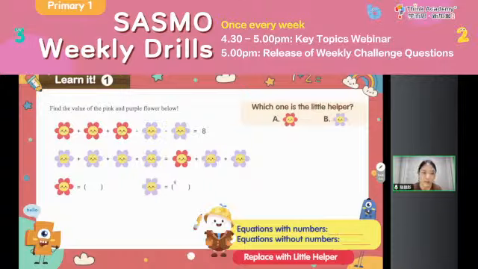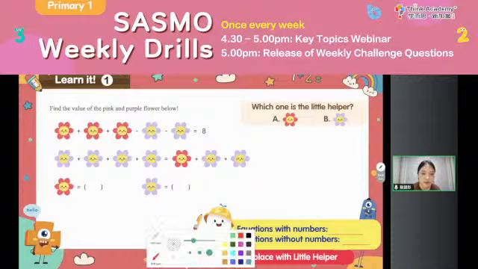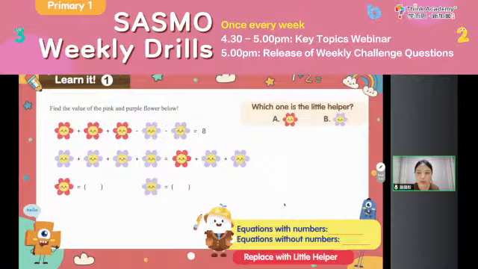Find the value of the pink and purple flowers below. Okay, so everyone, we can see this time. Can you tell me which one is the little helper? The red one or the purple one? This is so complicated, everyone. You see, there are two equations, right? And Teacher Jane is so confused because we can see there are so many flowers for each equation. So probably we can just simplify it before we calculate, right?